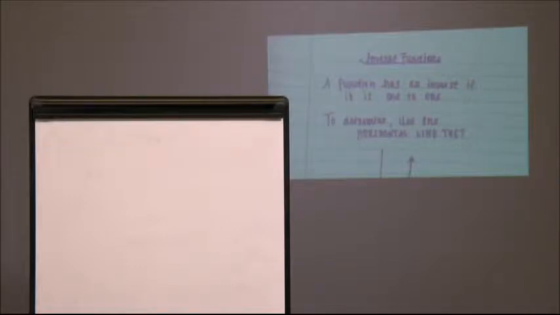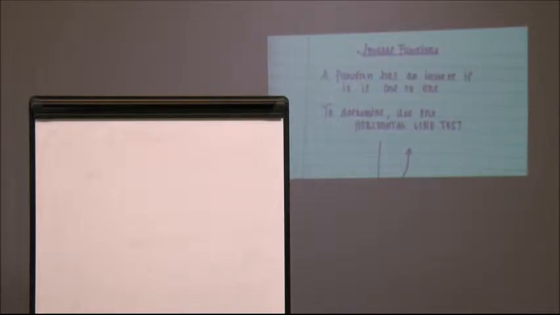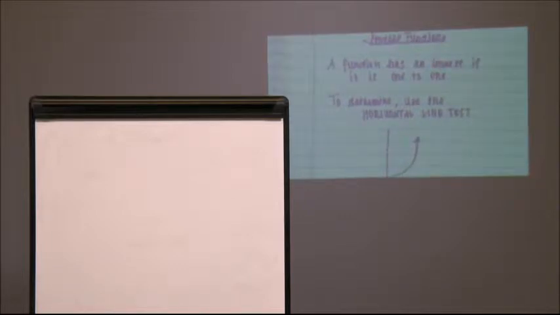Today we're going to talk to you about what an inverse function is, how to find it, and how to check and make sure that it really is an inverse function. So to give background knowledge, a function only has an inverse if it is 1-to-1. And if it is 1-to-1, there's only one x value for every y. To determine if it's 1-to-1, we use the horizontal line test.